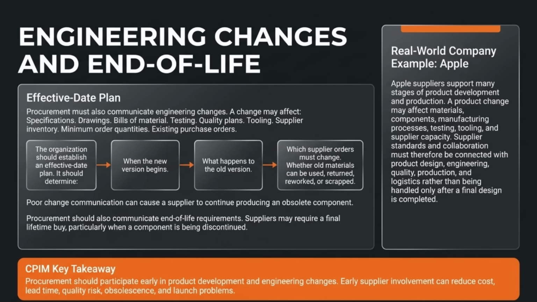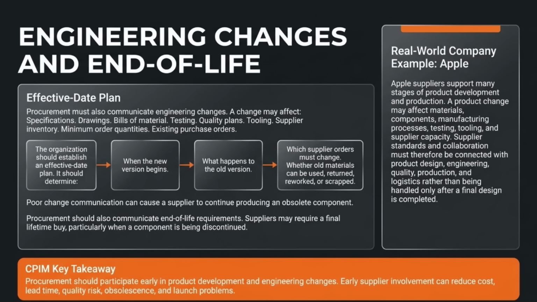Procurement must also communicate end-of-life requirements. Suppliers may require a final lifetime buy, particularly when a component is being discontinued. Real-world company example: Apple. Apple suppliers support many stages of product development and production. A product change may affect materials, components, manufacturing processes, testing, tooling, and supplier capacity.